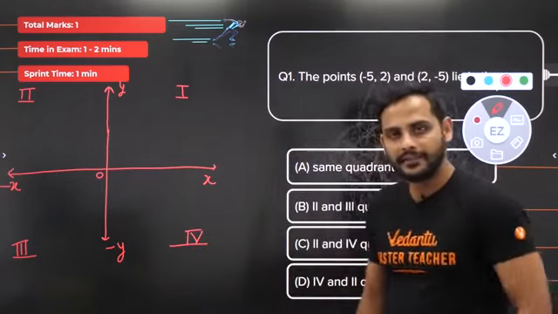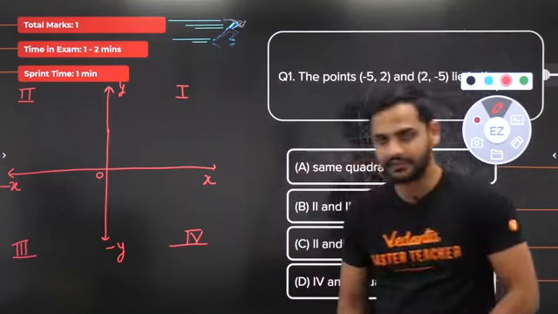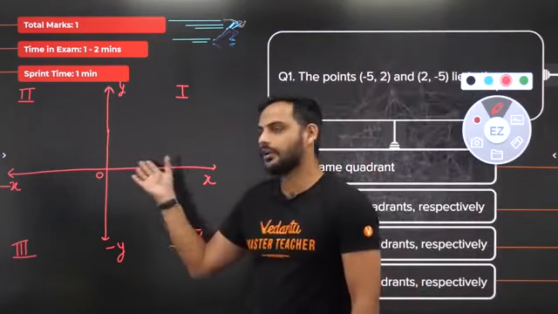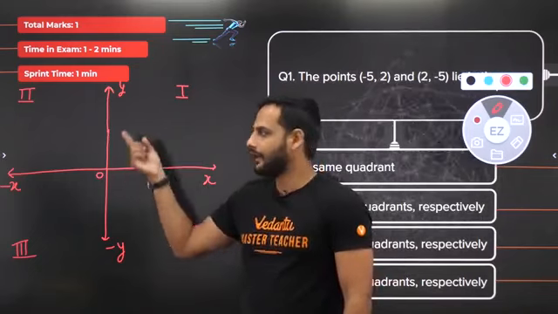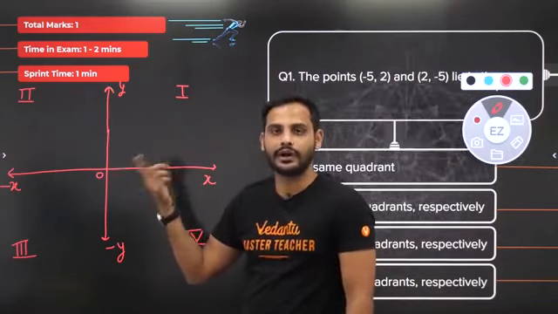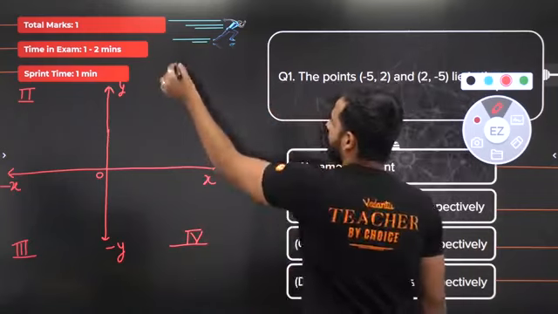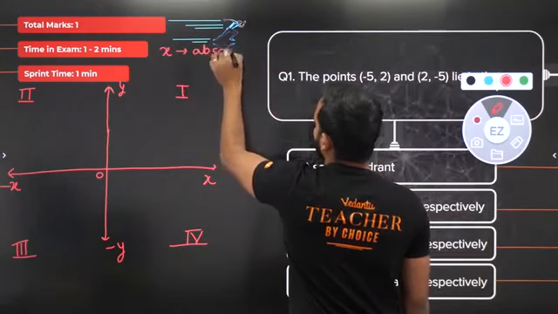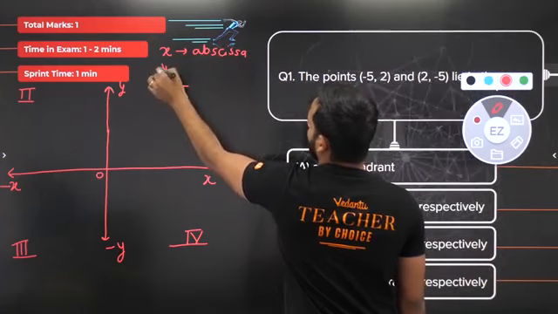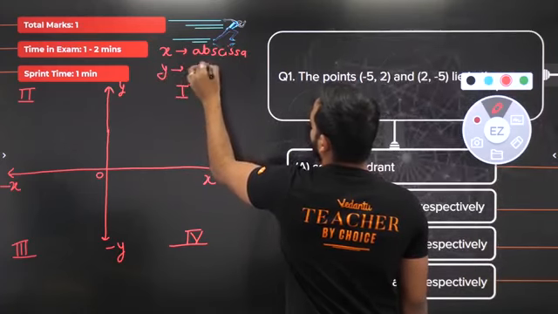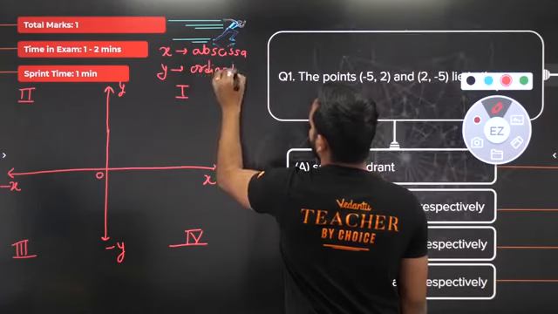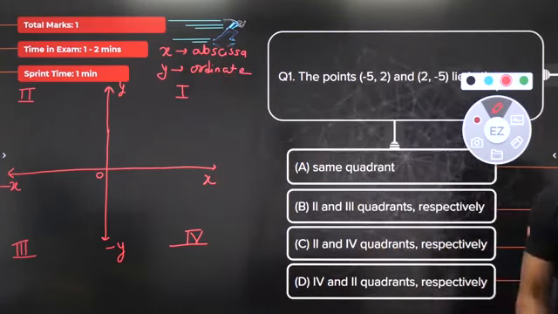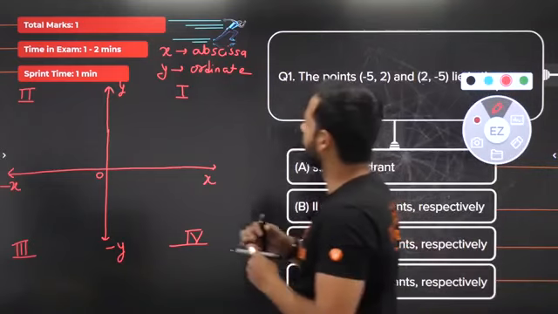Now the x coordinates are also called abscissa, and y coordinates are also called ordinate. These are the other names for the coordinates used here.